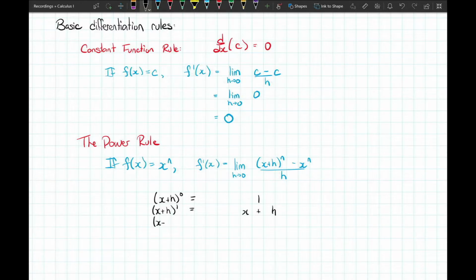And we probably know a shortcut for squaring x plus h. That would be x squared plus 2xh plus h squared. And we may even know a shortcut for cubing, and that would be x cubed plus 3x squared h plus 3xh squared plus h cubed. But is there a pattern in general?